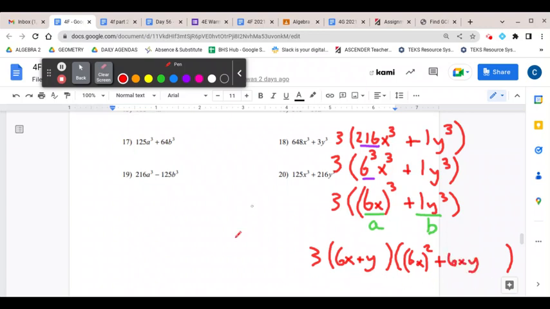And then plus y squared. And this should be a minus sign in front of the 6xy rather than a plus, because that's the sum formula right there.